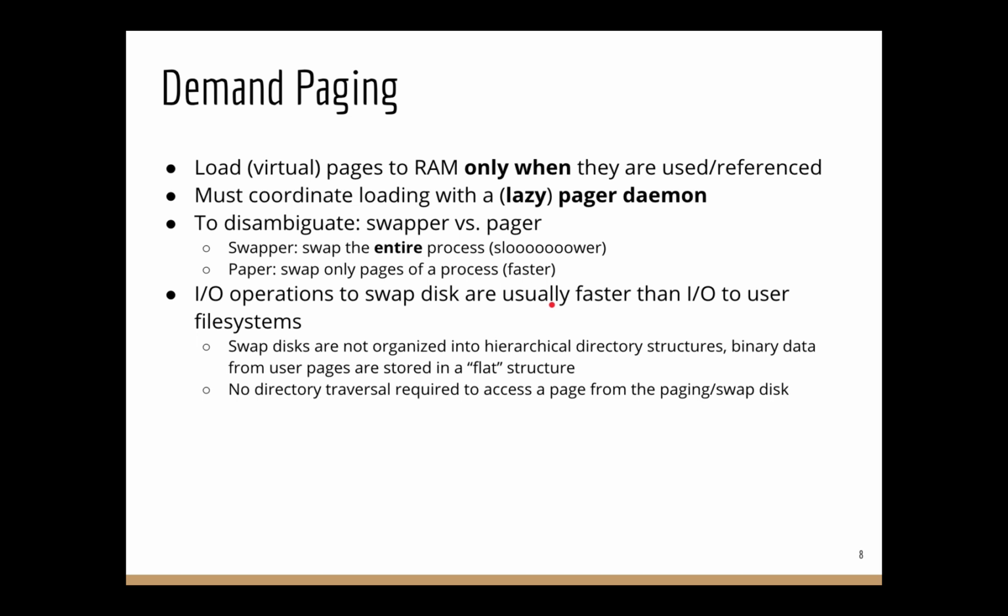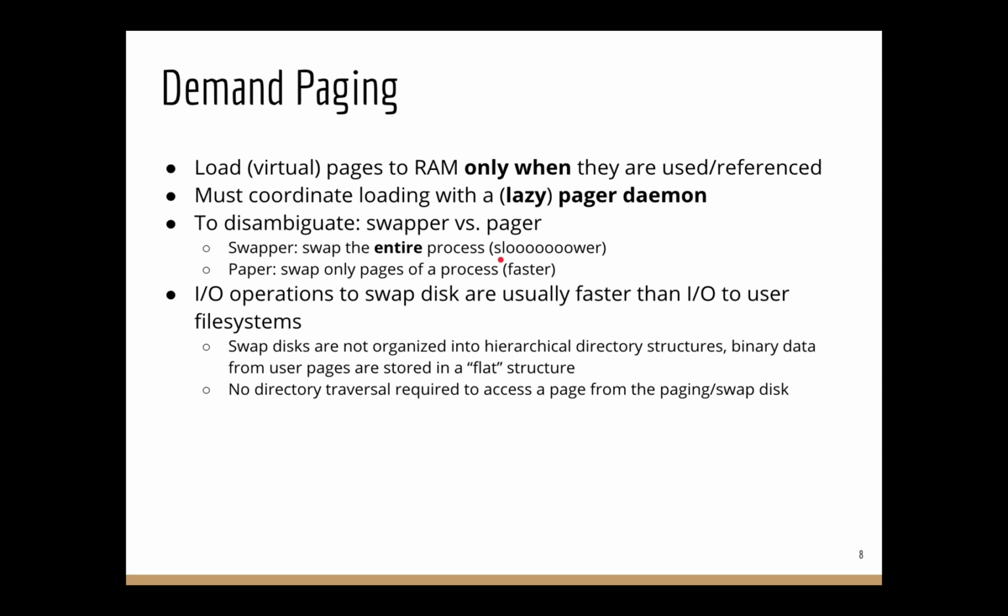Obviously, swapping in or out the entire process is much slower. Just for comparison, memory access time is typically around 10 to 100 nanoseconds, but disk access time is around 10 to 100 milliseconds, which is 1,000 times slower.